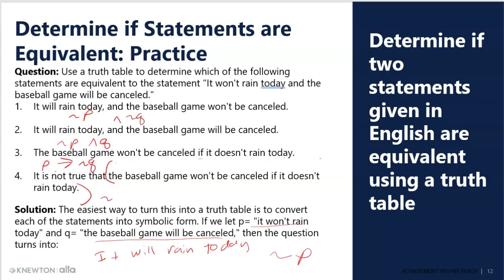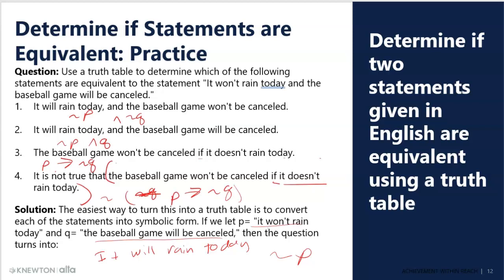And it is not true that the baseball game won't be canceled. That's not Q, because Q is the baseball game will be canceled. If it doesn't rain today, this is tricky. If it doesn't rain today, it won't rain today is P, then not Q. The if it doesn't rain today, then the baseball game will be canceled is the way you say that. It's in the wrong order. You got to get used to that.